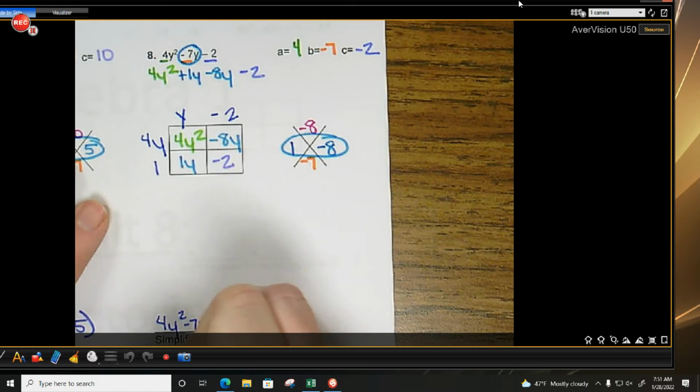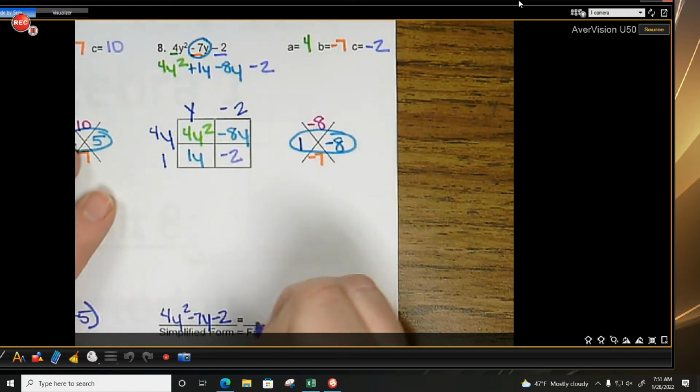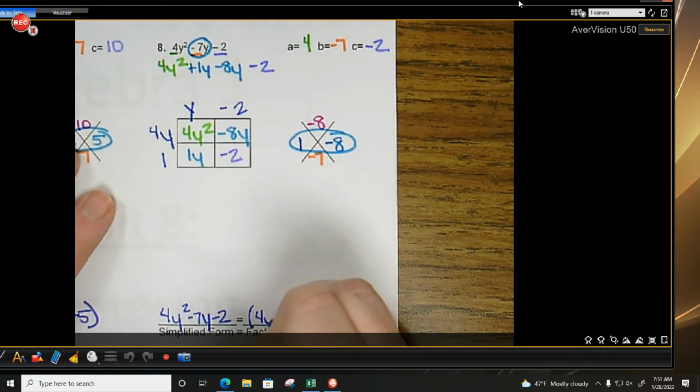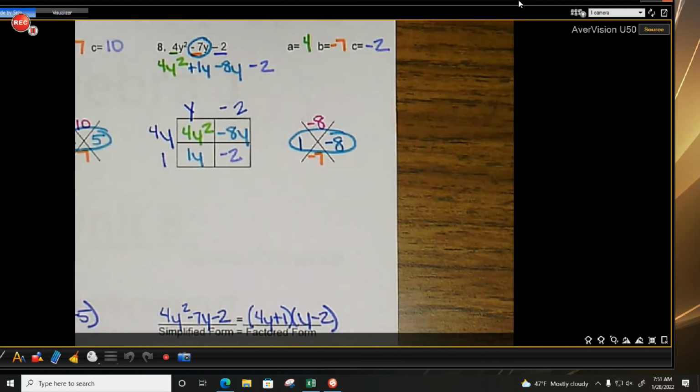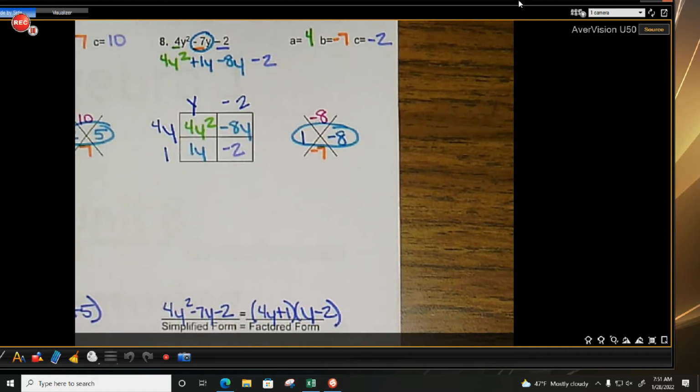If I were to put this in my calculator, guys, could I use the variable y? No, I would have to use the variable x. Your calculator will only graph if you have an x.